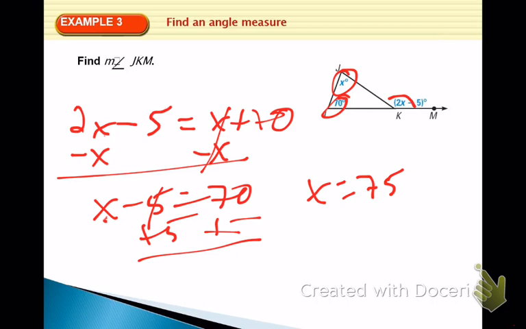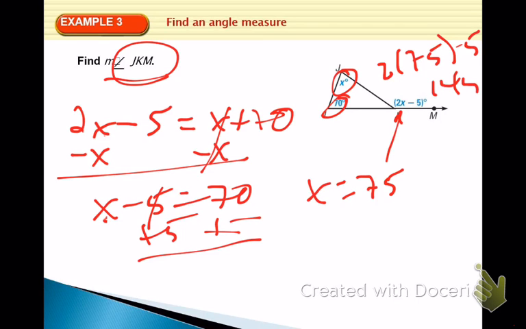Now, we found x. It didn't ask us to find x. It asked us to find the angle, the measure of angle JKM. So we'd have to go plug in x here. So 2 times 75 minus 50 gets you to 145. Which means, by the way, if that angle is 145 degrees, this angle has to be 180 minus 145, which is 35.